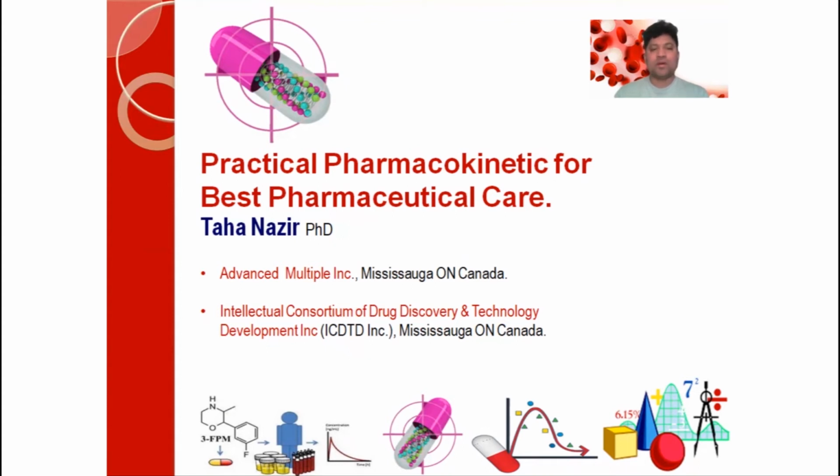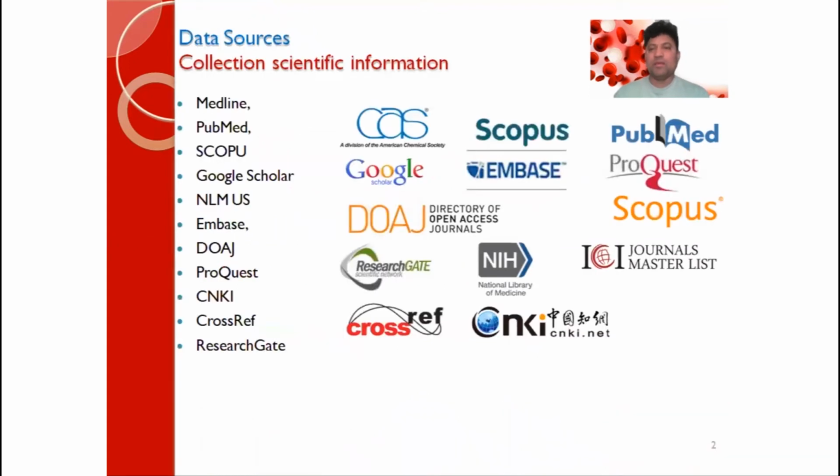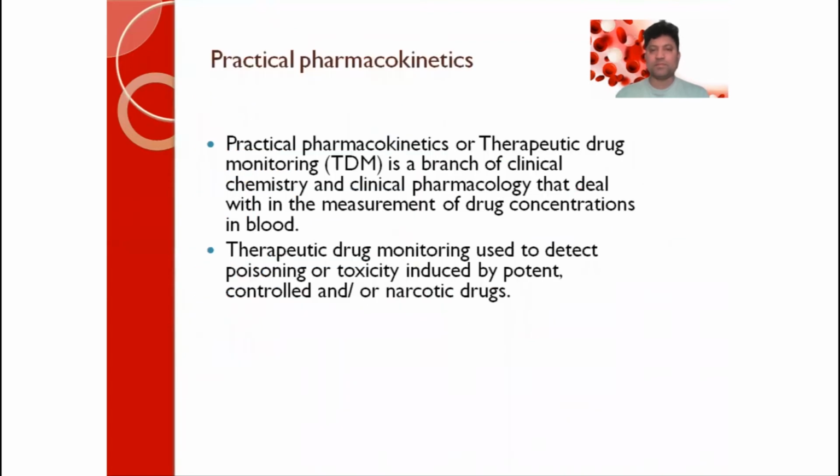I'm going to talk about my research under the title Practical Pharmacokinetics for Best Pharmaceutical Care in Different Hospitals or Clinical Settings. For this purpose, I collected information from different scientific data sources like PubMed, Medline, Scopus, Google Scholar, National Library of Medicine, EMBASE, Directory of Open Access Journals, ProQuest, CNKI, that is a China-based database company that provides scientific research information all over the world. Some information was collected from ResearchGate and Crossweb.